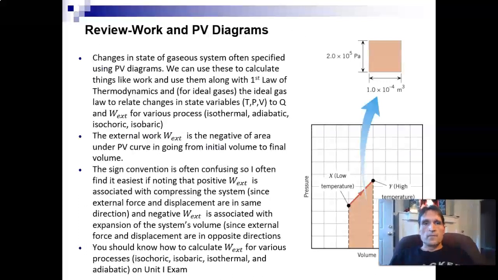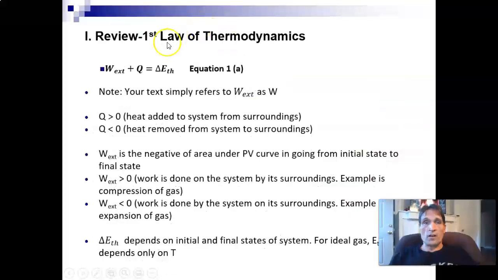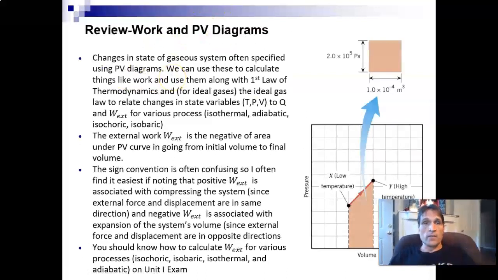Recall that changes in the state of the gas system we would represent on a pressure volume diagram, or a PV diagram. And we use these diagrams to calculate things like work. By the area under the curve, we can get work. And then work along with the first law of thermodynamics: if we know work and we know heat, we can relate that to the change in the thermal energy. And so for an ideal gas, we would use this first law of thermodynamics along with calculation of work.